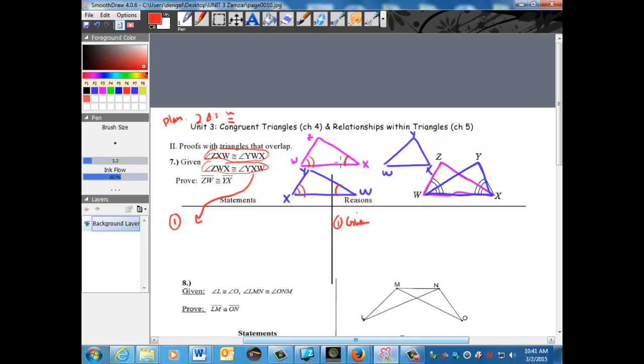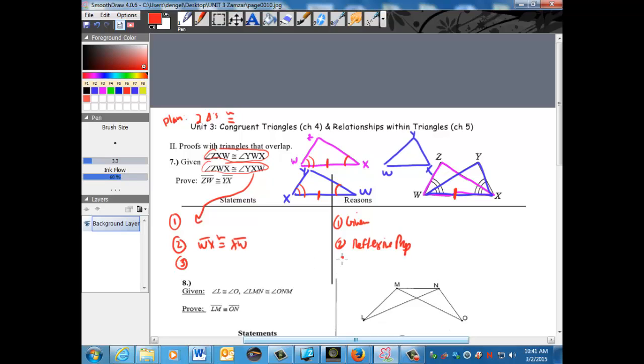Hopefully you can tell that this side is shared on both triangles. So this side is shared. Now we have to be somewhat careful when we say that. We're going to say that WX is congruent, equal to XW. Okay, and that's going to be by reflexive property. And the reason why we say that is that this segment is equal to itself, it's shared.